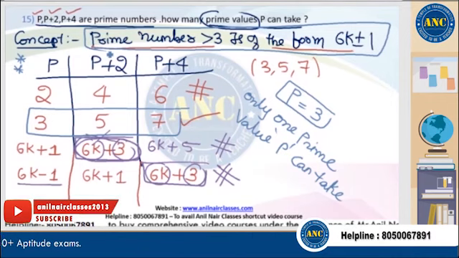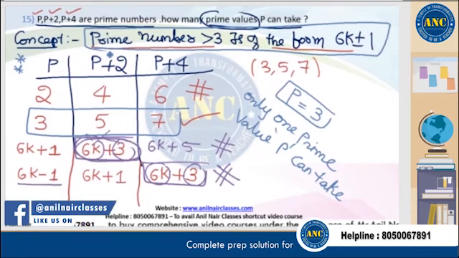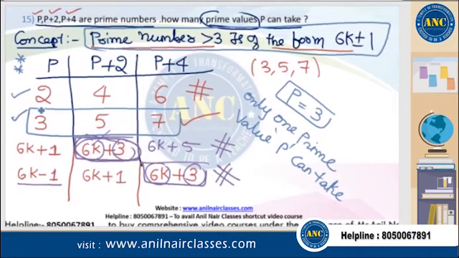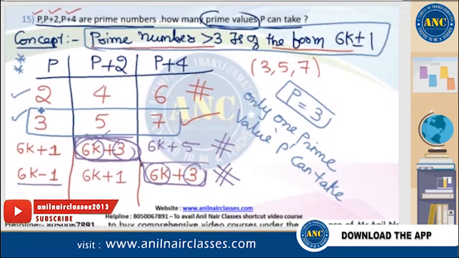P plus 2, P plus 4 are prime numbers. How many prime values can P take? I started with 2, then 3. Every prime number greater than 3 should be of the form 6k plus or minus 1.